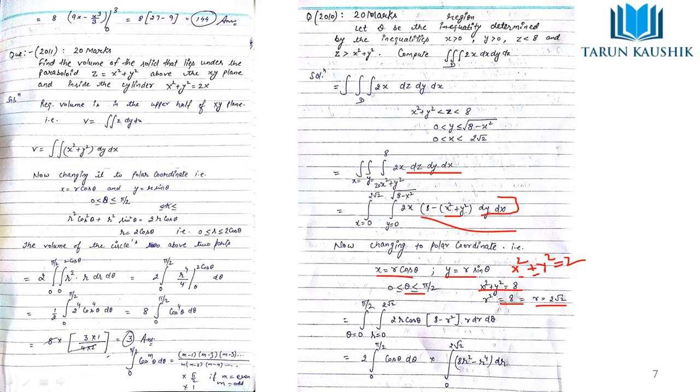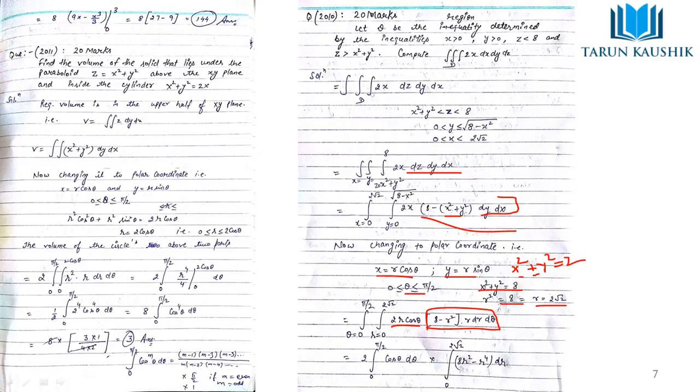So theta varies from 0 to pi by 2, and the value of r is varying from 0 to 2 root 2. So this is 2x, that is 2 r cos theta, and this is the given equation, and this is the replacement of dx dy by r dr d theta.